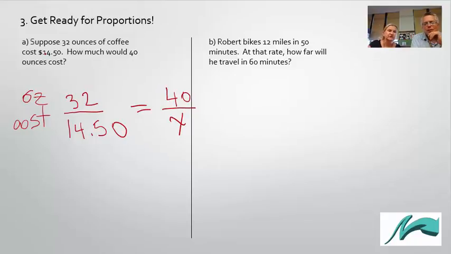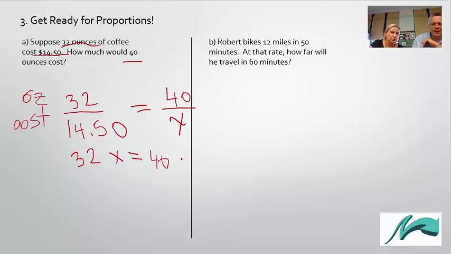Sure, so it might be a good idea to underline the given information. So you could go ahead and underline the 32 ounces, $14.50, and then I still have the 40 ounces, and the question is how much, or about cost. So to solve the proportion, we'll cross multiply. So I'll multiply 32 times x equals 40 times 14.50.